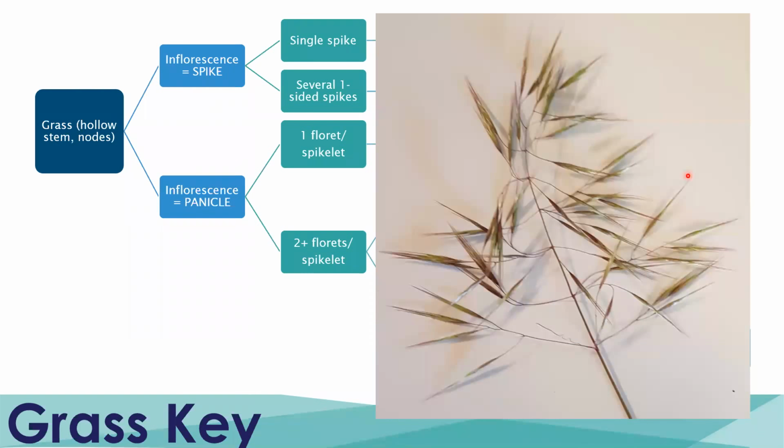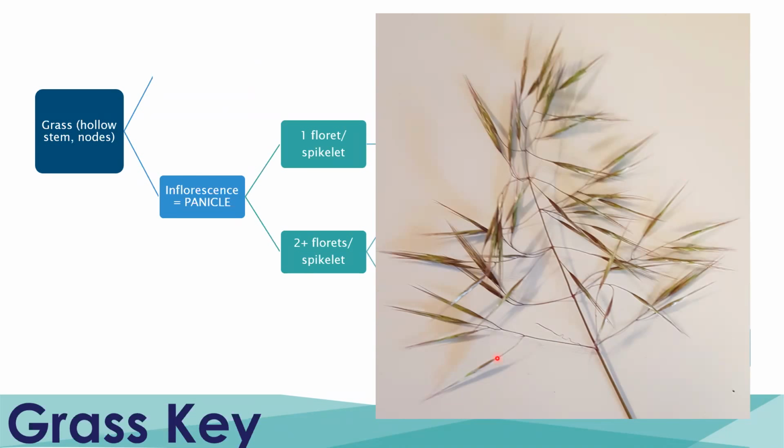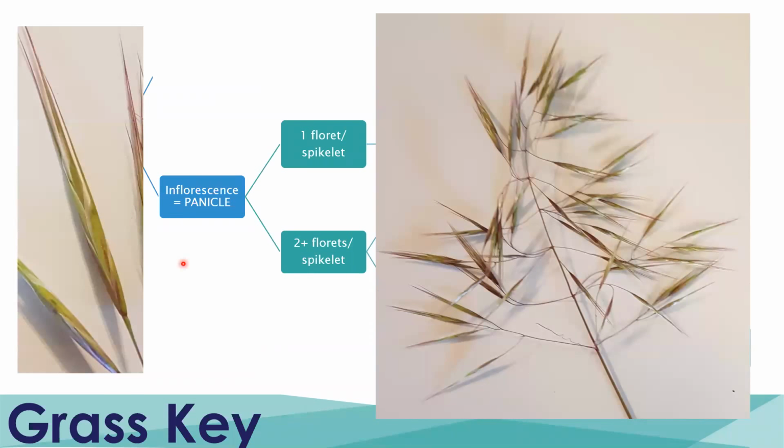All right, on to our next species. We've got 3 to go, I believe. So here again, we have that beautiful example of a panicle. We have a branch leading to another branch, leading to the spikelet. It's an easy decision to go through.